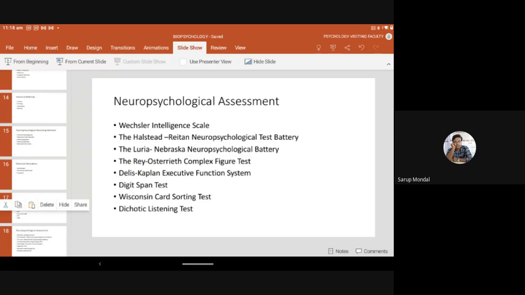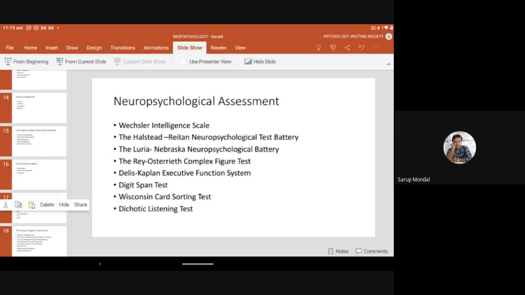It may be administered individually or in a group. This is a very important part, that this test is administered individually as well as in a group. It is a standardized measure to assess executive function in children and adults between the age range 8 to 89. See, the range is a huge one, from late childhood to 89, which is mostly old age. So this is another important neuropsychological assessment test.